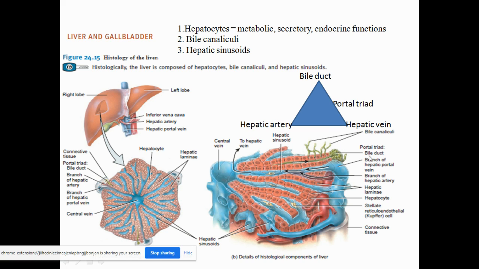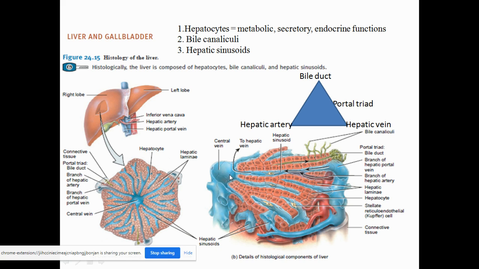So what is a portal triad? Portal triad is a combination of three vessels, three tubes. What are they? The bile duct, number one. Number two is the hepatic portal vein, and number three is the hepatic artery. They are the branches of the hepatic artery. This bile duct you can see at each corner of the hexagon. Sorry, the portal triad.